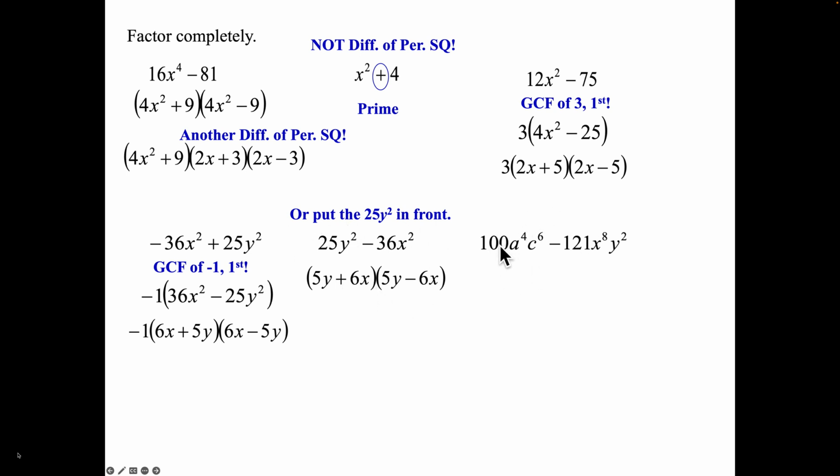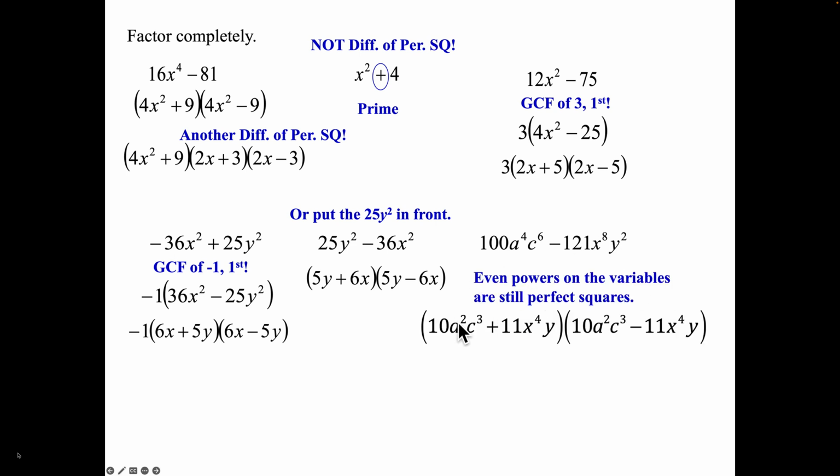Holy cow, hundreds of perfect squares, even powers, perfect squares. We'll just divide the powers by 2. 121, yep, that's 11 squared. Even power, so I'm looking at 10 and 11. a squared, c to the third, x to the fourth, y to the first. So these are all perfect squares. So as I said, 10a squared c cubed plus 11x to the fourth y, then it's the same binomial with a minus sign.